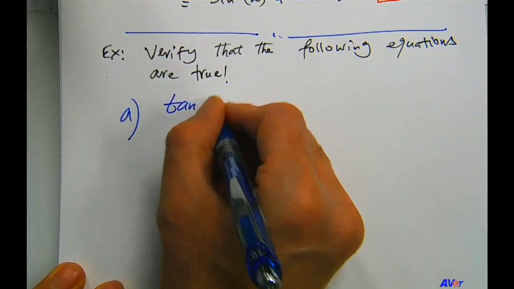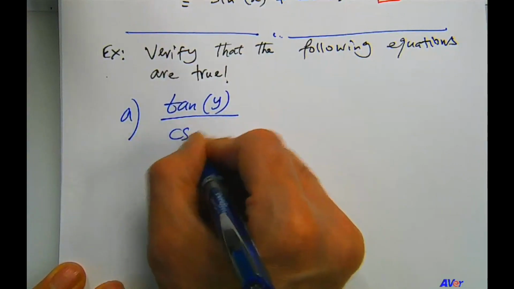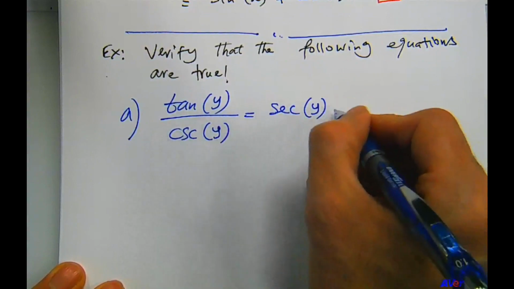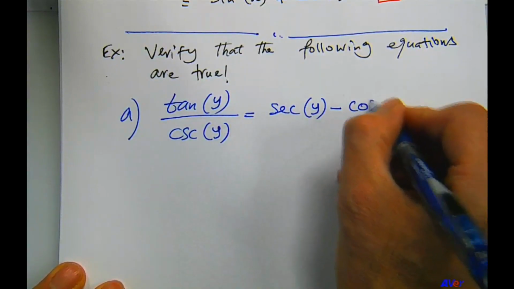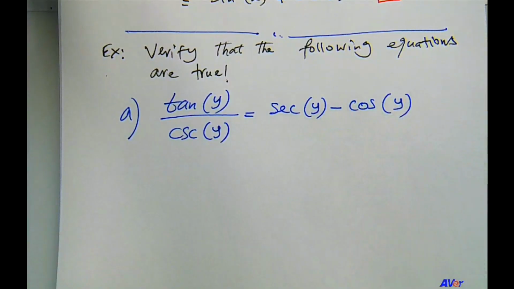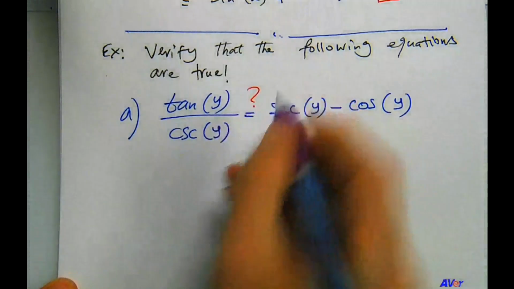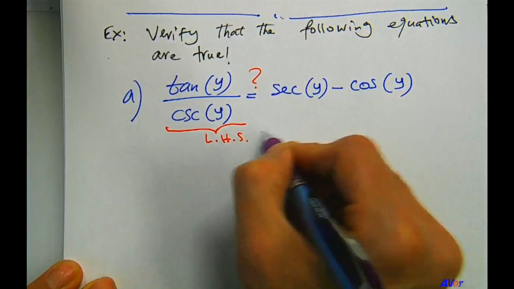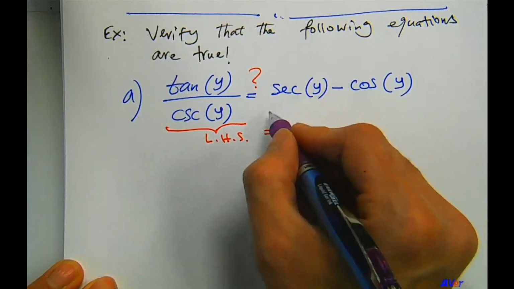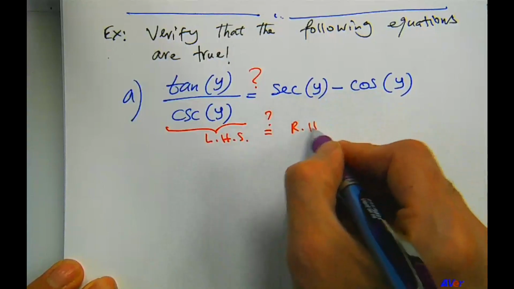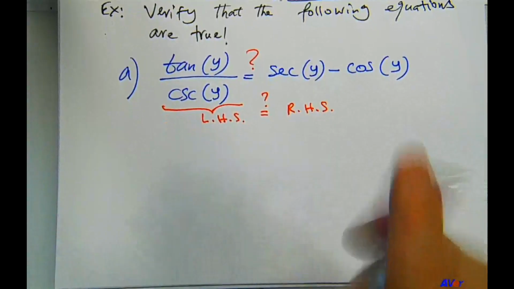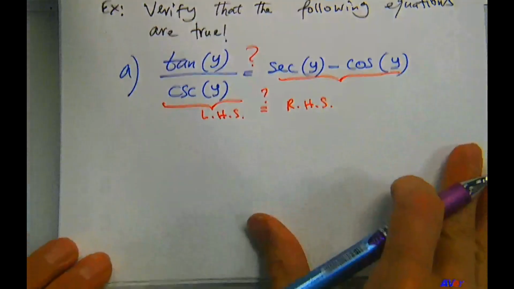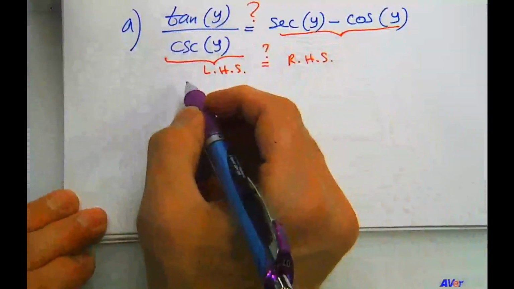We have tangent of y divided by cosecant of y equals secant of y minus cosine of y. So we want to show if the left-hand side is equal to what we have on the right-hand side. That's the right-hand side right there. Okay, so to do that, let's begin with the expression on the left-hand side.